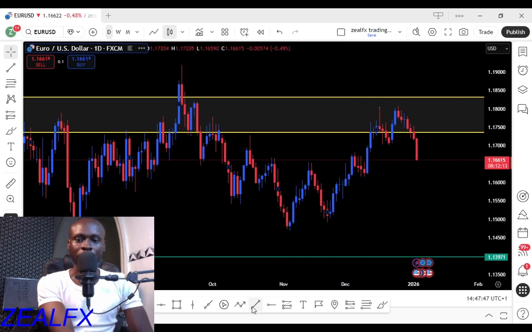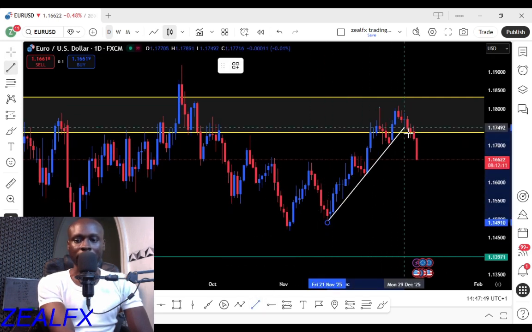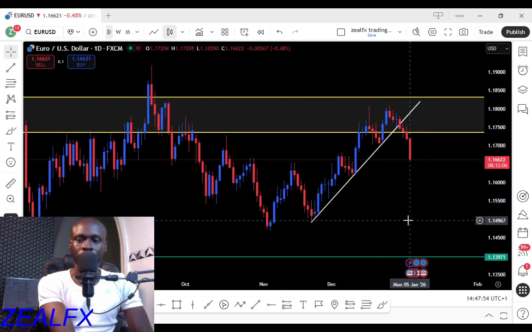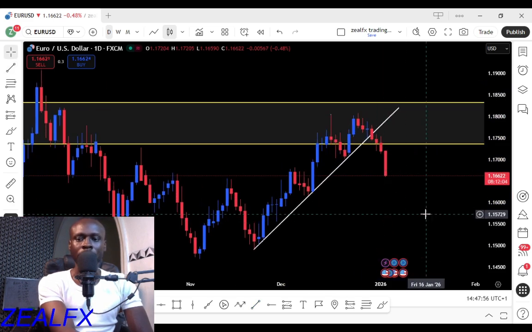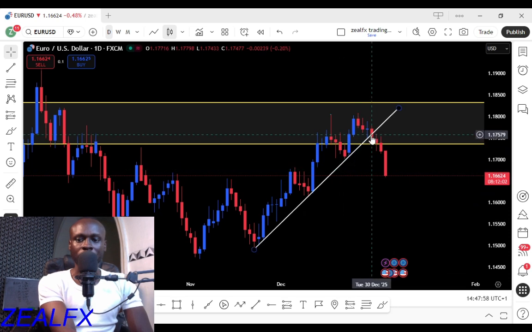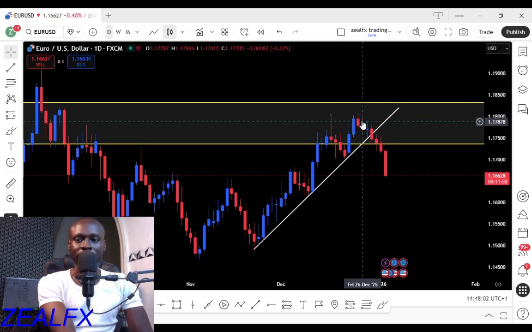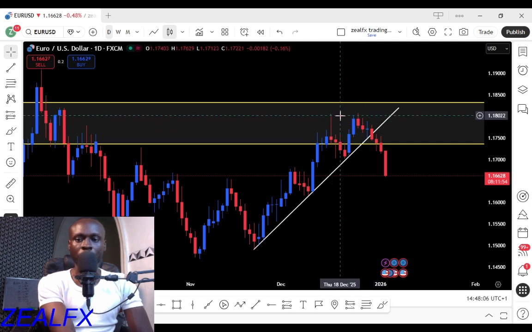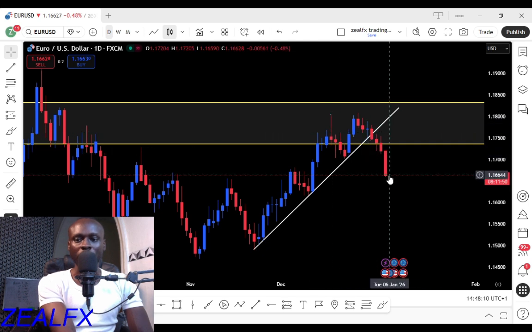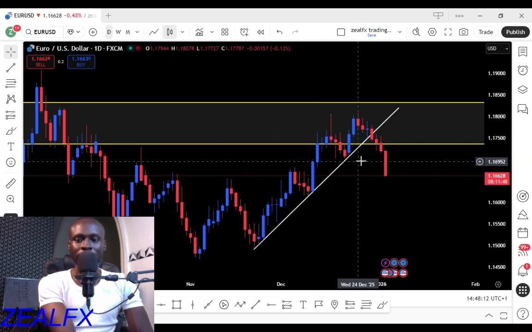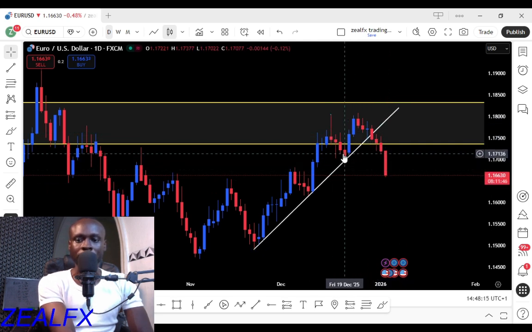You can see price has broken out of this trend line, which connected these three swing levels, and we have this double top. If you watch my previous week's analysis on Euro USD, this is what I analyzed. I said so long as we have this double top level and price breaks out of this trend line, we expect the euro to drop. You can see that price has clearly dropped to the downside.